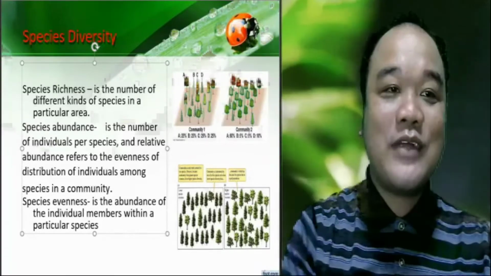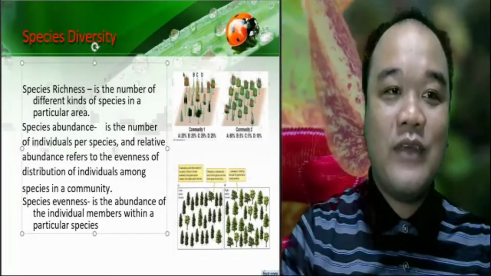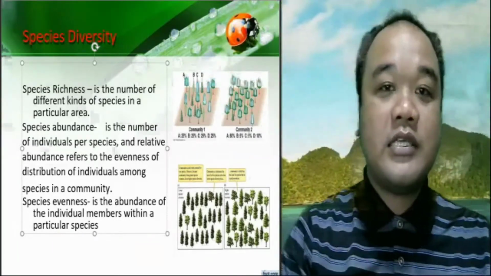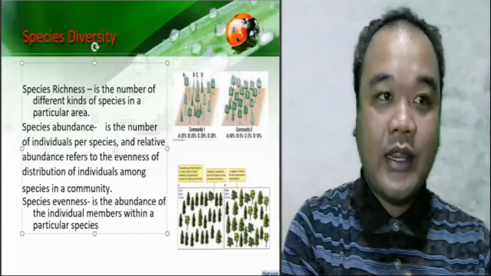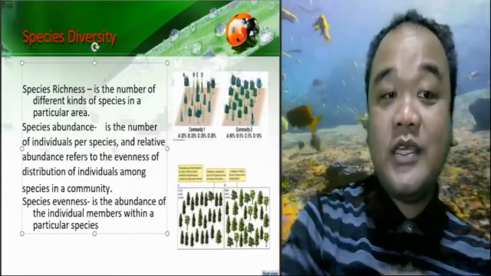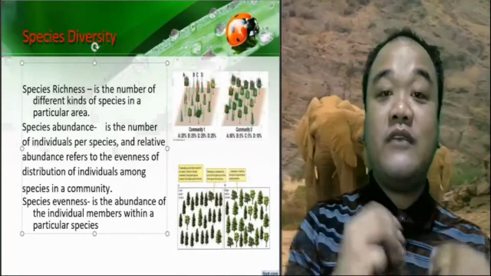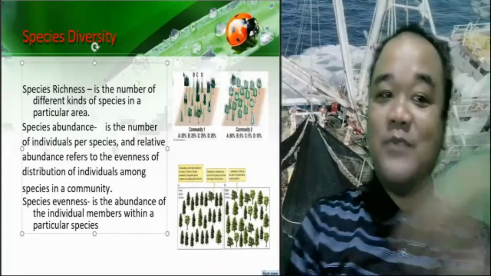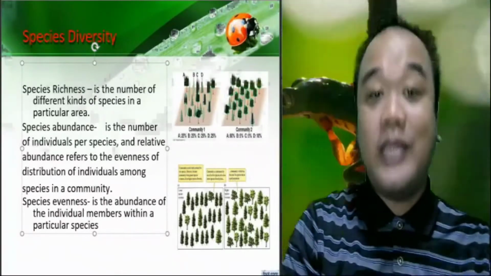To differentiate the three, species richness is the number of different kinds of species in a particular area. So we're talking about all organisms that are present in a particular area. While species abundance is the number of individuals per species, and relative abundance refers to the evenness of distribution among species in a community. Lastly, we have species evenness, which is the abundance of individual members in a particular species.